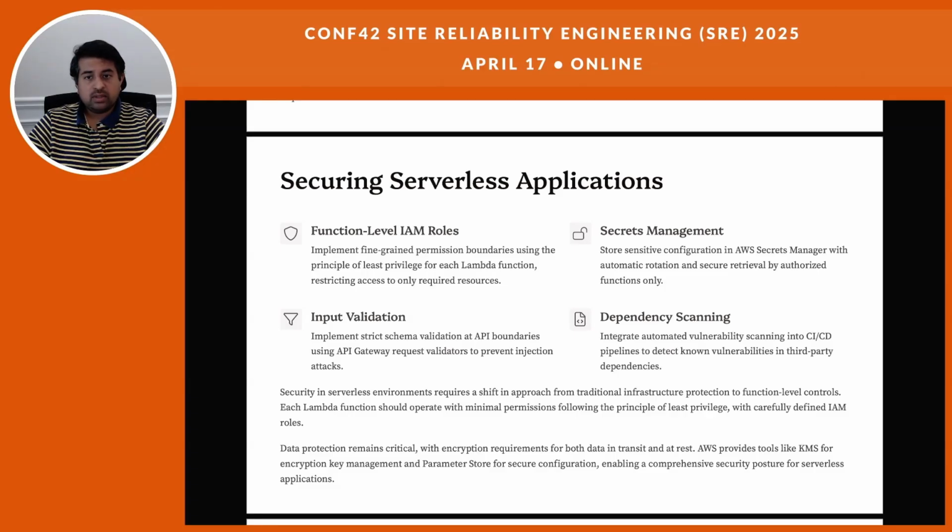Function-level IAM roles implement fine-grained permission boundaries by using the principle of least privilege for each Lambda function, restricting access to only required resources. Implementing function-level IAM roles reduces the attack surface by 20 to 30% compared to broad service-wide roles. Utilizing IAM policies with resource-level permissions reduces the impact of compromised credentials by up to 35%.